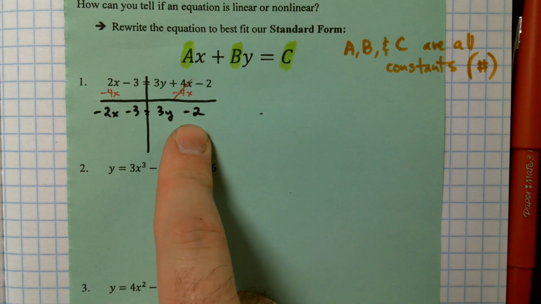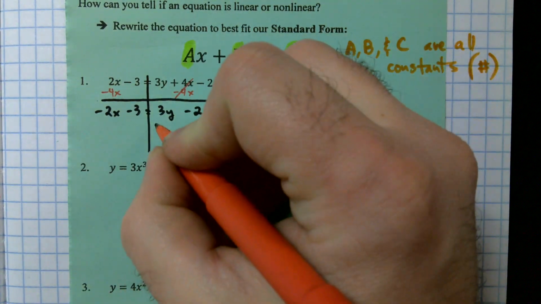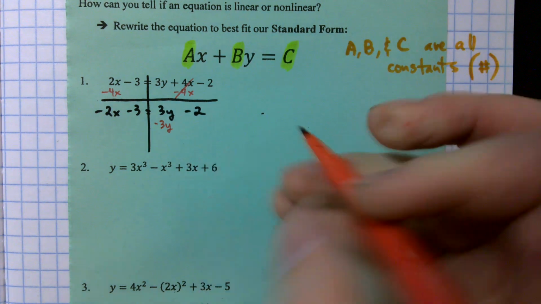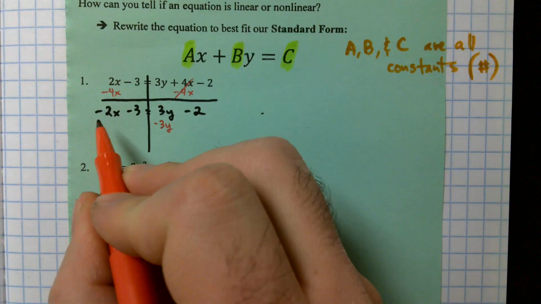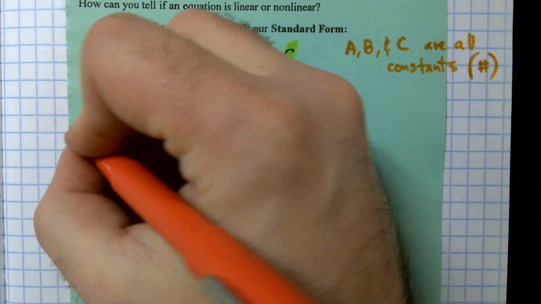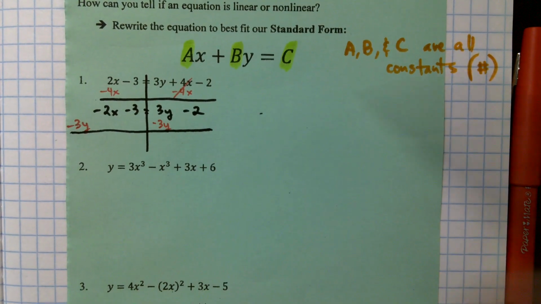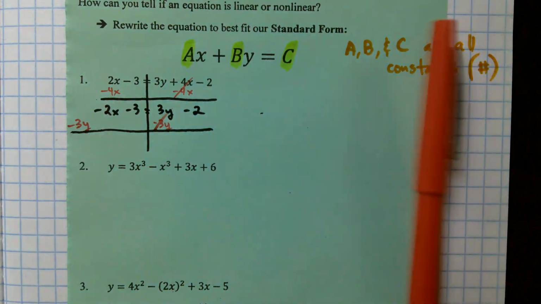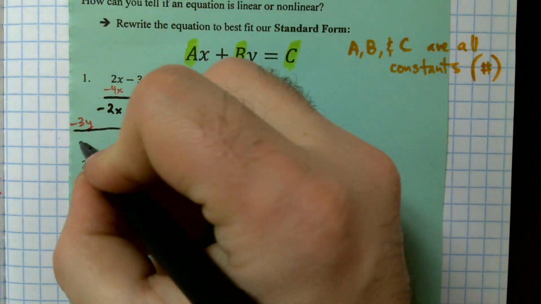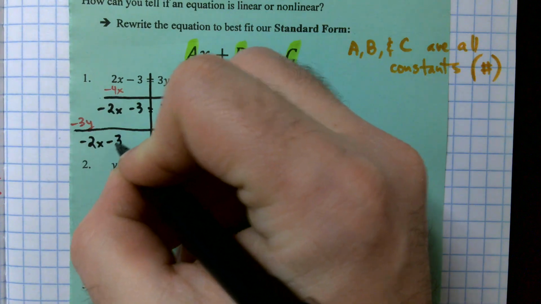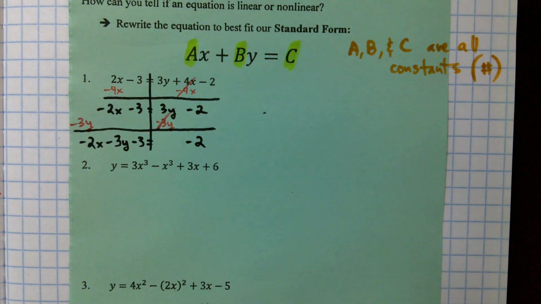What else can I bring over to the left? 3y. Thank you, Misty. 3y. How can I get rid of this 3y? By subtracting it. What should I write it underneath on the left? Should I put it under the 2x or the 3? Neither. I'm going to bring it out in front because I can't combine it with an unlike term. So these go away. I'm going to rewrite this so that my letters are in order. Negative 2x minus 3y minus 3 equals negative 2.